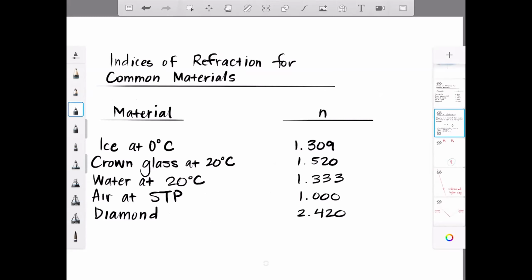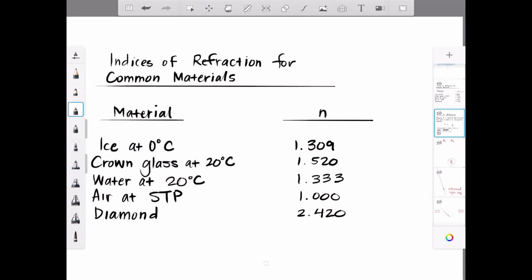Now, let's say you have ice at 0 degrees Celsius, so like perfectly frozen water, ice. The index of refraction becomes 1.309. You have different kinds of glass. So crown glass at a standard temperature of 20 degrees Celsius, which is about 70 degrees Fahrenheit, is 1.520. Water at a standard temperature, 1.333. Air at standard temperature and pressure. Pressure also has an effect on this, but let's not get too into that. It's a 1.000. There's more decimals after that, but we could approximate it to 1.00.